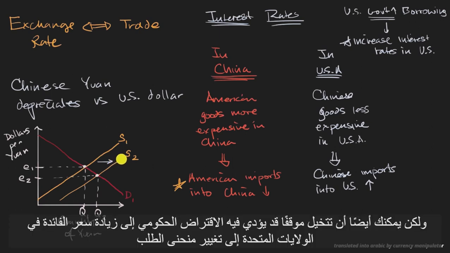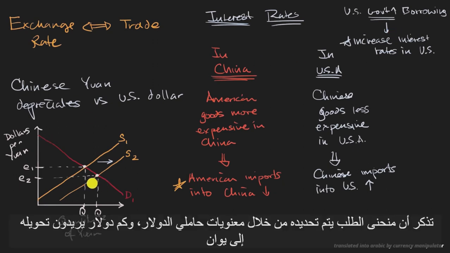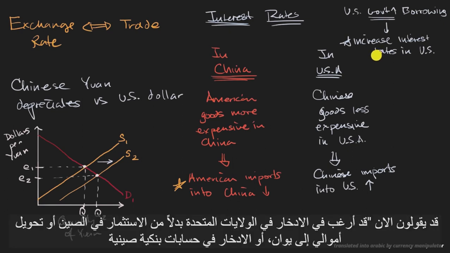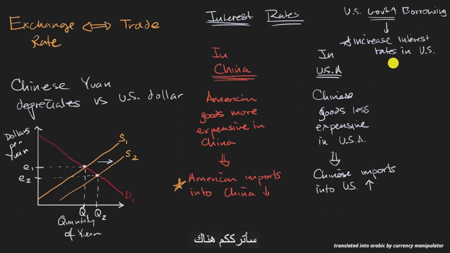But you could also imagine a situation where government borrowing, increasing the interest rate in the United States, could even change the demand curve. Remember, the demand curve is going to be determined by the sentiment from dollar holders and how much they want to convert to the yuan. But if interest rates in the United States go up, now they might say, hey, I might want to save in the United States as opposed to investing in China or converting my money to yuan and saving in Chinese bank accounts. So I'll leave you there.